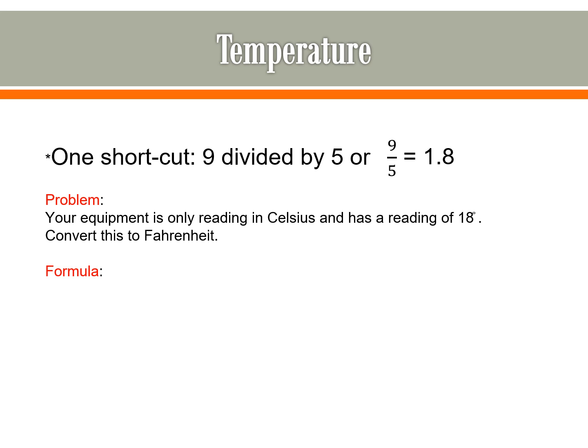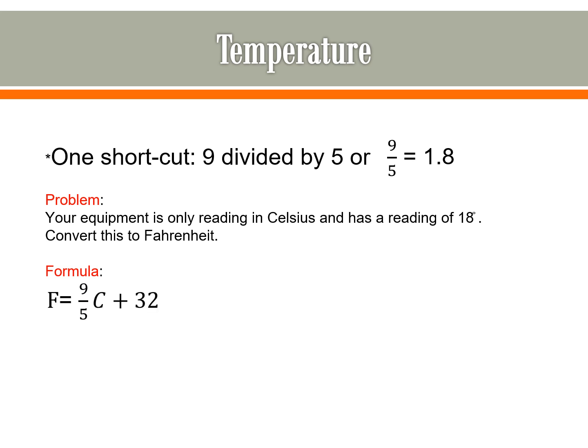All right. So how can we create shortcuts to minimize the amount of time that you're spending working on your math problems? Well, if we know that 9 divided by 5 equals 1.8, that can save you just a smidge of time, right? So for the example here, your equipment only reads in Celsius and it has a reading of 18 degrees. So how do you convert this to Fahrenheit?